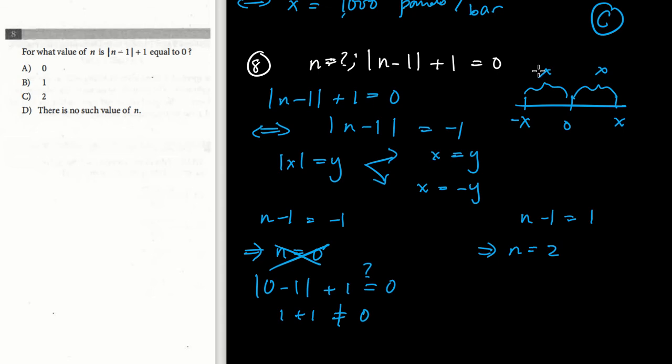Okay, so now let's go back and do the same thing with 2. Right, so the absolute value of 2 minus 1 plus 1 equals 0, question mark. So this is 1, right? So this should give you 1 plus 1. And again, we get the same issue, right? So n equals 2 is not a valid answer. So in fact here, there's no valid answer, right? Because absolute value can never be negative, right? That's what we can conclude just from this first statement.